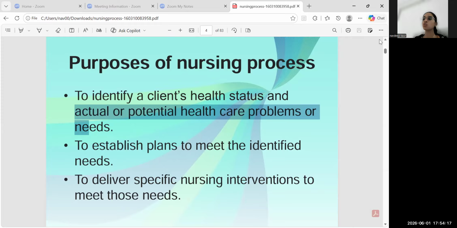So next is to establish plans to meet the identified needs. In this, we have to establish or maintain, or introduce a new plan so that our patient needs will be met. And the third one is to deliver specific nursing interventions to meet those needs. Firstly, we identify the health status, and after that we have to establish the plan according to the health problem, and after that we have to intervene. Intervene means providing that care, whatever action we take for the patient's or client's needs.